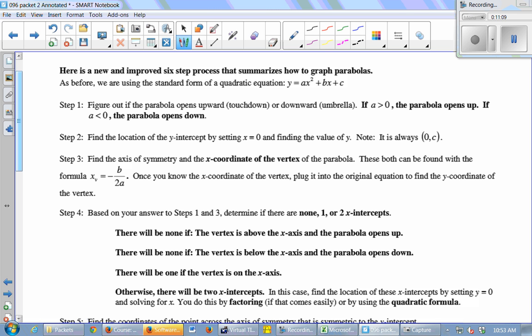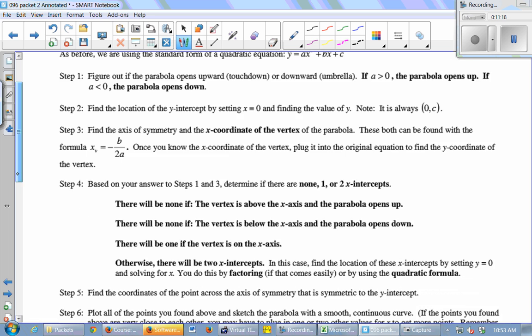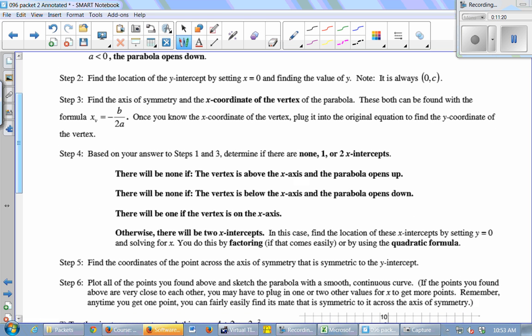All right, then step 2, find the location of the y-intercept. That's the same as before also. Just plug in x equals 0 and you get the y-intercept. Step 3 is find the axis of symmetry and the x-coordinate of the vertex of the parabola. So you do that with our new formula that we talked about today. The x-coordinate of the vertex of the parabola is at negative b over 2a. Once you know the x-coordinate, plug it in to find the y-coordinate.